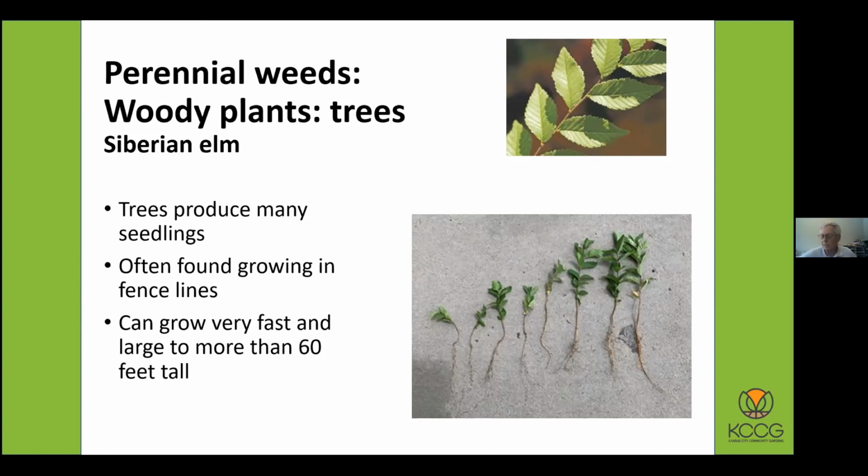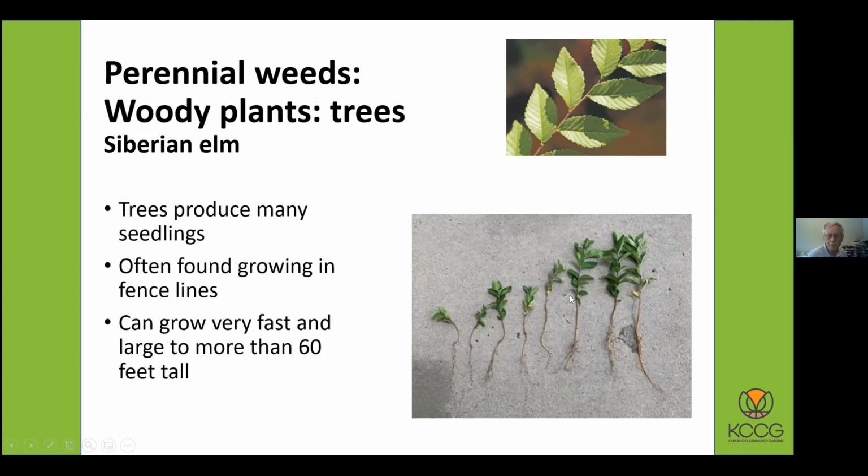Any kind of a tree that starts growing in your garden, even sometimes I'll get a walnut tree, you've got to get rid of it because it's going to get big. I mean, really big, like 50 feet tall eventually, maybe 100 feet tall if nobody removes it. So they grow pretty fast and can get very tall. Here's some Siberian elm leaves, so you can just get familiar with what that looks like. And here's what the seedling looks like.